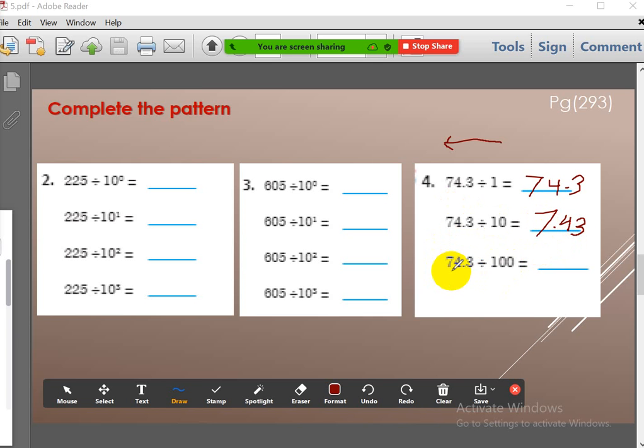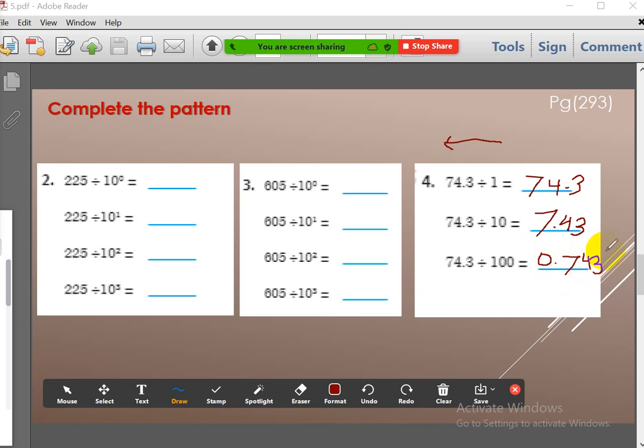Now I want to divide the same number on 100. Very good, girls. So I will move the decimal point here 2 digits because I have two zeros. So it will be here beside 7, and I have to put 0 in the ones digit, so the number will be 0.743 thousandths.